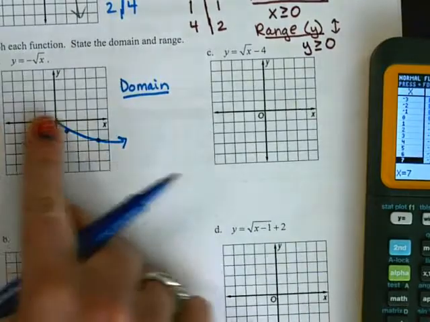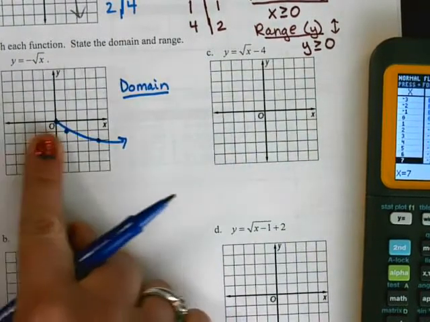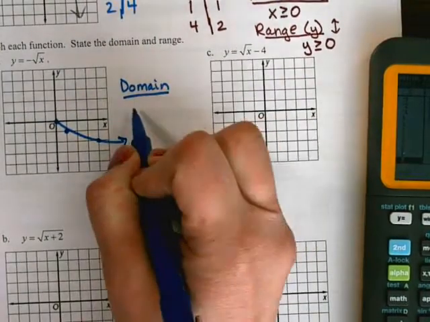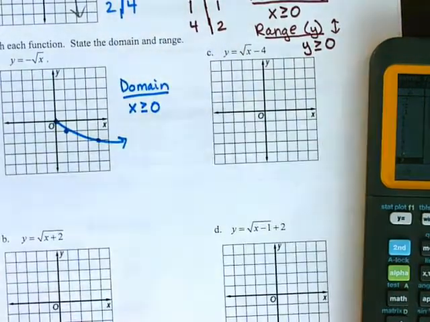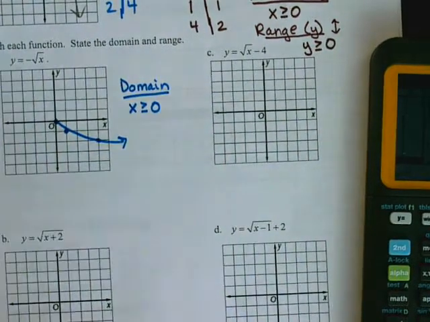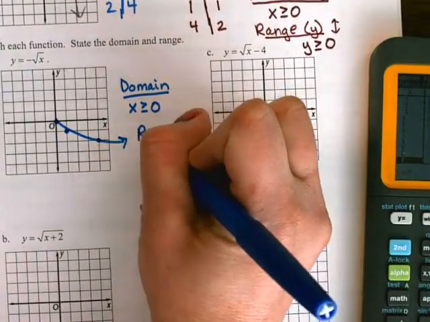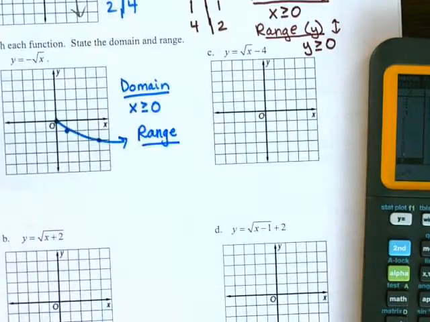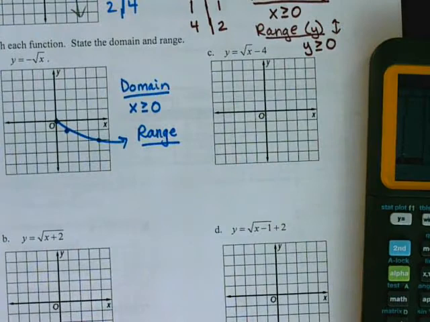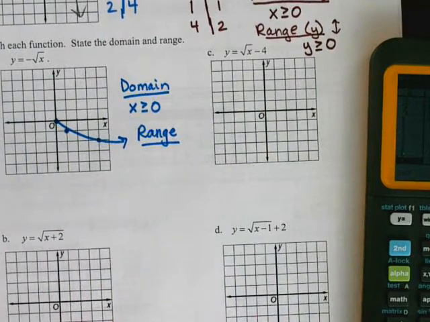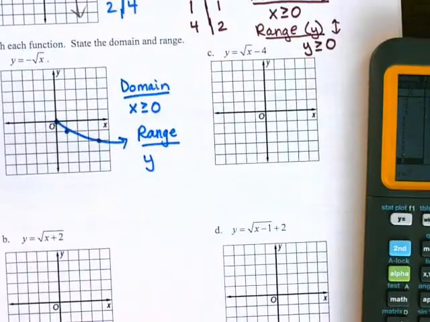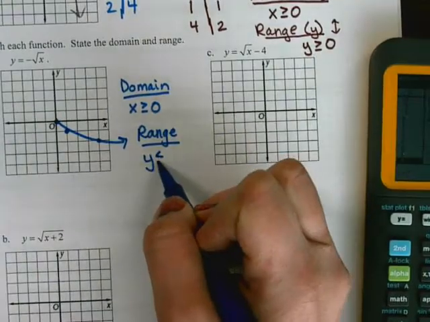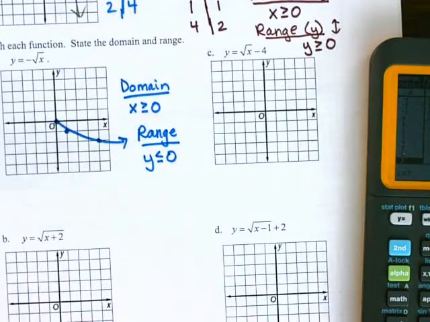Where does my graph start looking left to right at my x's? 0. And it gets bigger, so x is greater than or equal to 0. When you do the domain, you should always use the variable x. How about my range? Where does it start? 0. And does it get bigger or smaller than 0? Smaller. So this would be y is less than or equal to 0.